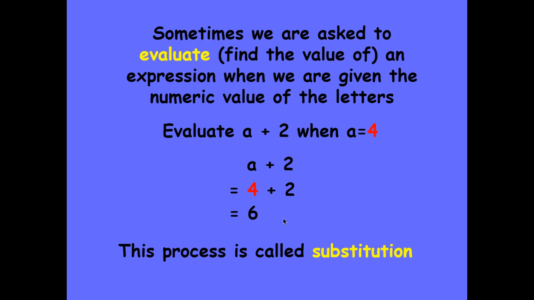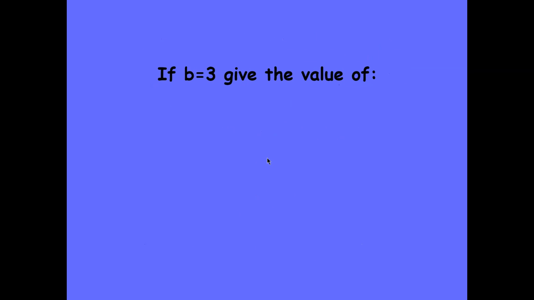Here's another one. If b is 3, find the value of 2b plus 5. Remember, 2b means 2 times b, and when you substitute in your number, we have to put that times back in here. So that becomes 2 times 3 because we're told b is 3. Now we have to use BODMAS because we've got multiplying and adding. So with BODMAS, we multiply before we add. So we have 6 plus 5, and then we get our answer of 11.